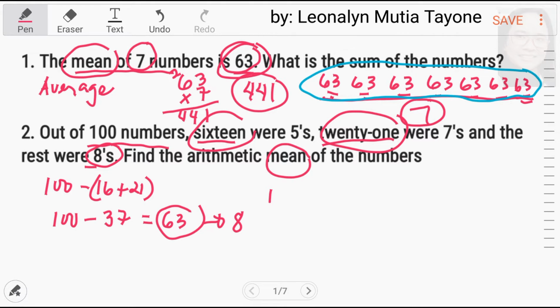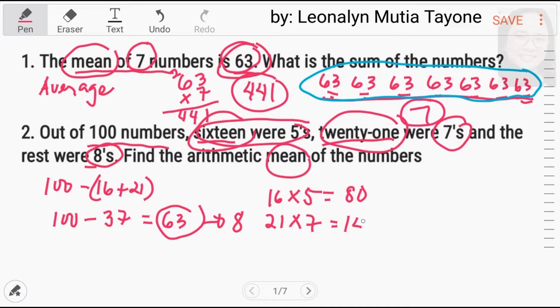Let's go one by one. 16 times 5 is 80. Next, 21 times 7 is 147. Next, the rest were 8. What remains is this: we already have 16 fives and 21 sevens out of 100 numbers, so 100 minus 37 is 63. So there are 63 eights. 63 times 8 is 504.